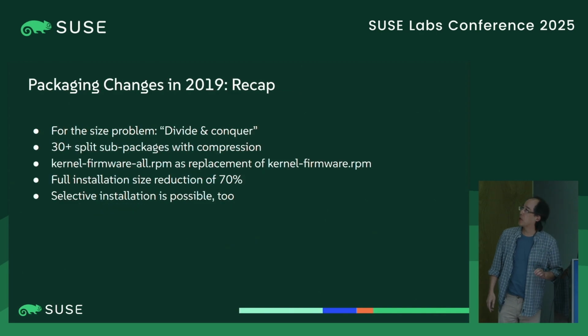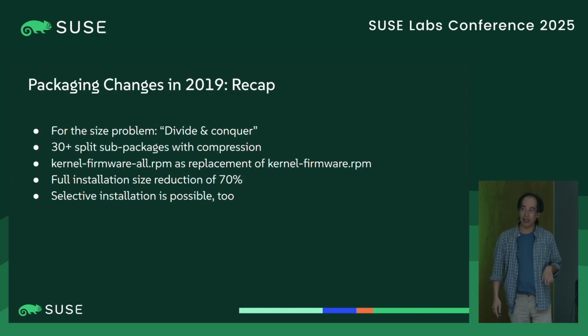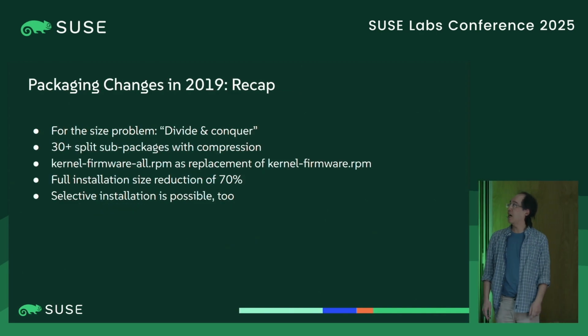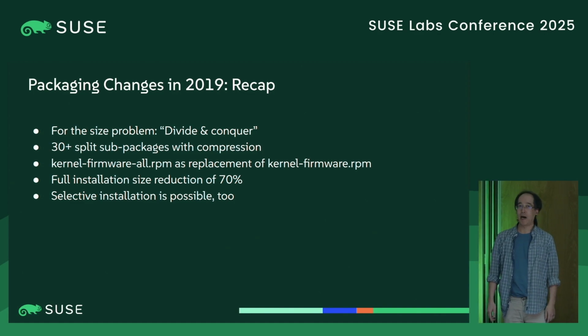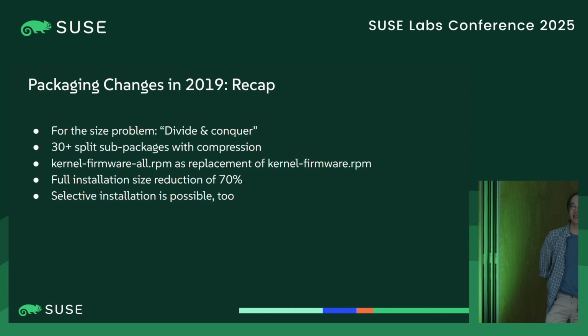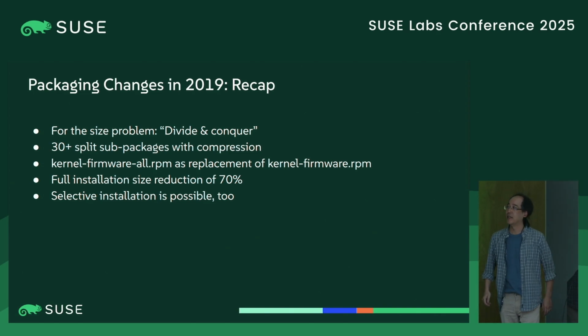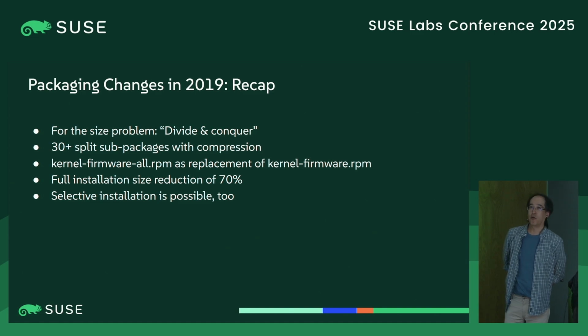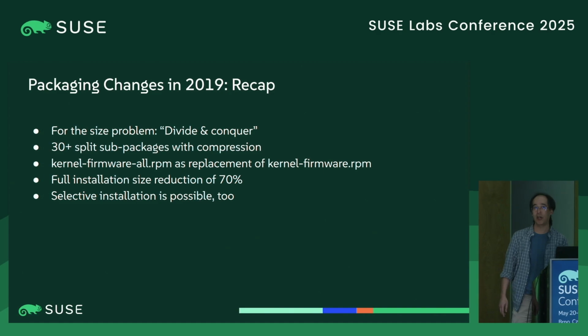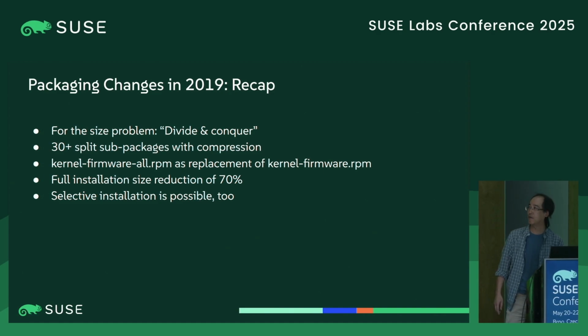So anyway, to recap the change of 2019: for the size problem, we took a divide and conquer approach, and more than 30 packages with compression were created. Also, the kernel-firmware-all package is provided as a replacement of the old legacy kernel-firmware. And it resulted in more than 70% reduction, and selective installation is possible too. That all sounds nice, but our adventure continues.